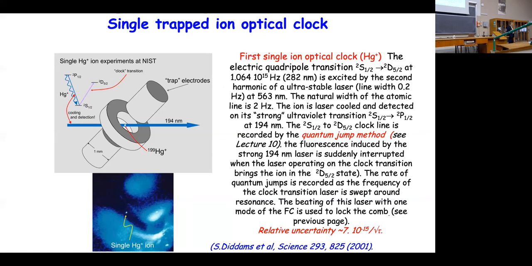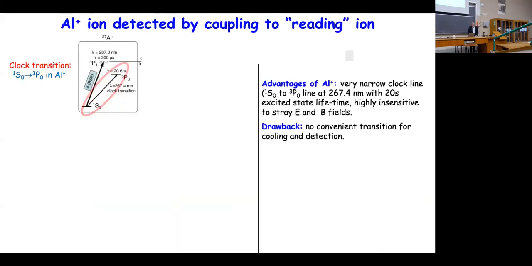So you have now something which is better than the cesium clock, of the same order as the fountain clock in the microwave domain. So this was the first one, but a lot of progress has been made with the aluminum clock. And I would like to spend a few minutes on the aluminum clock because it's a clock which uses a quantum gate.